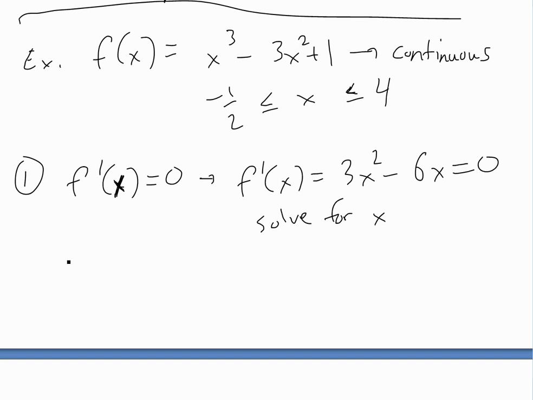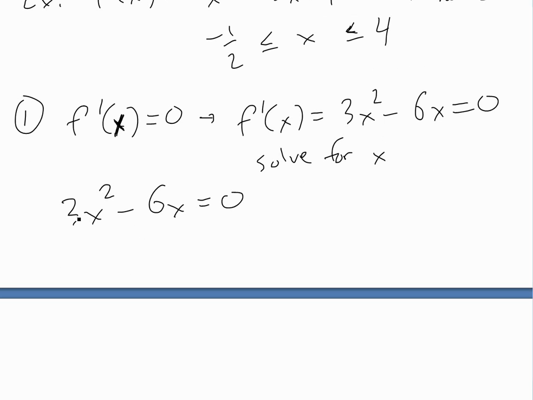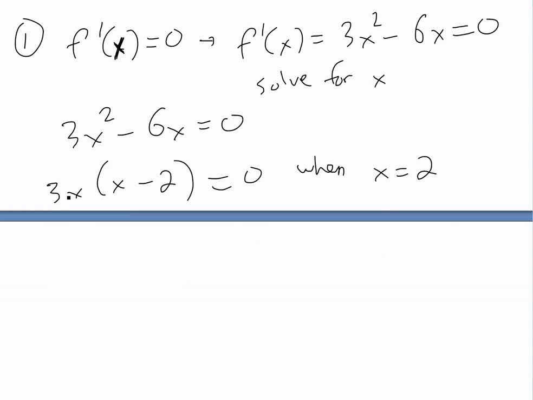Let's rearrange this a bit better. We have 3x squared minus 6x. Factor out 3x, so we get 3x times x minus 2, and that equals 0. So this is equal to 0 when x is equal to 2, and when 3x is equal to 0, so x is equal to 0. If you put a 2 in there, you get a 0. So these are the critical numbers here.